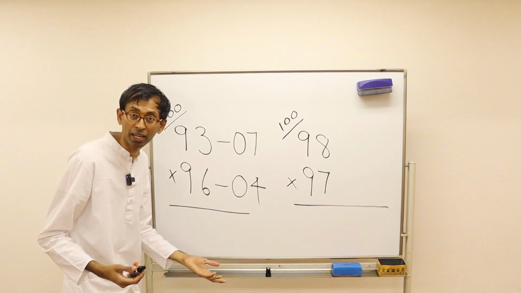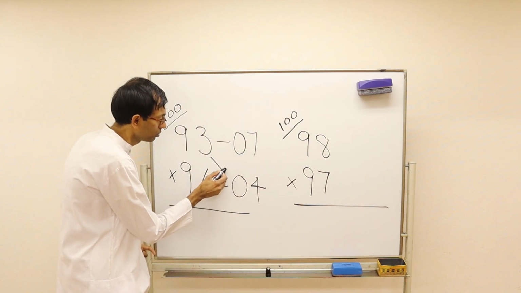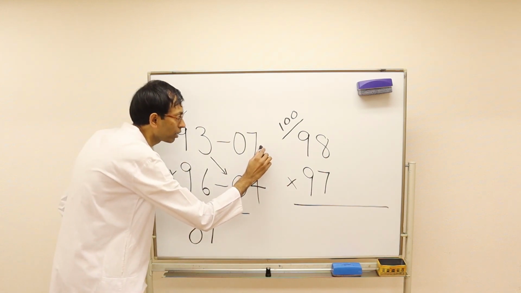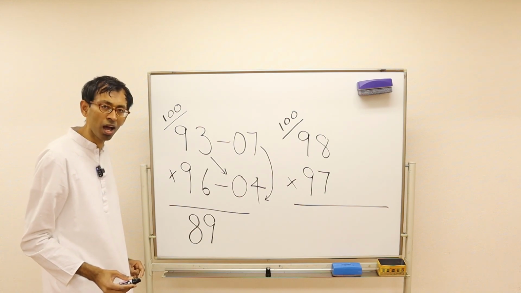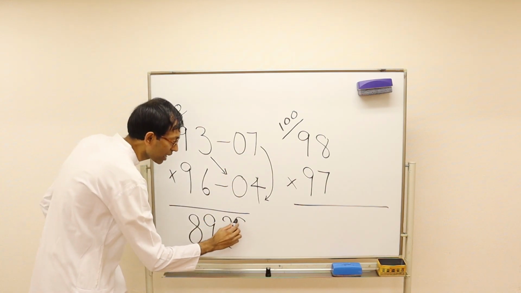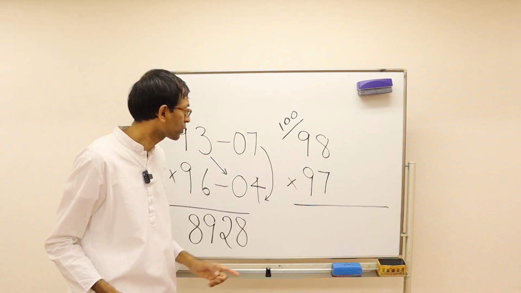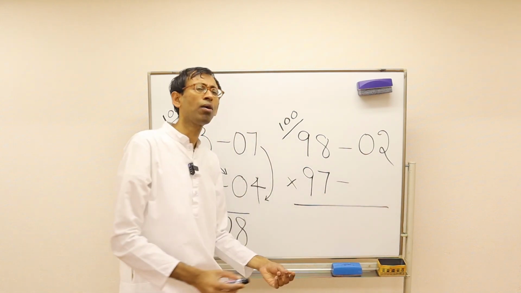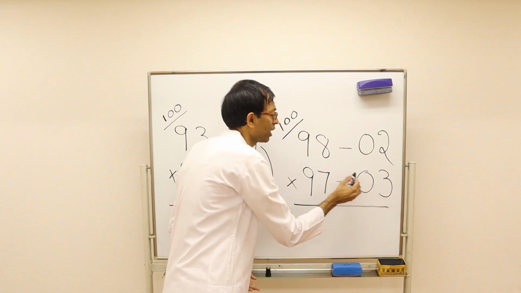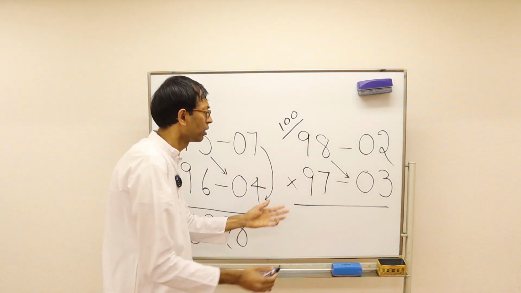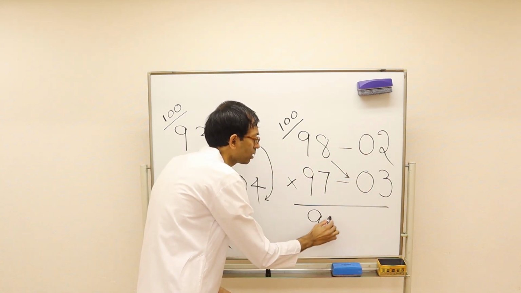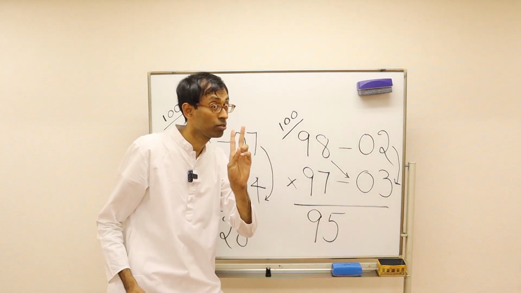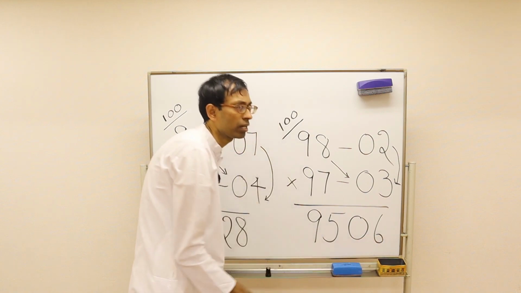So the answer comes right away. Step 1, you do the diagonal calculation. 93 minus 4 is 89, and then this vertical multiplication on the right. 7 times 4 is 28. Okay. Did you do this one? Okay, it's very easy. 98 is 2 away from 100. 97 is 3 away from 100. And then step 1, 98 minus 3 is 95. And then step 2, 2 times 3 is 6. Okay, we write a 2-digit answer here. It's 06. As simple as this.